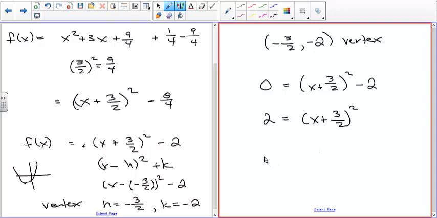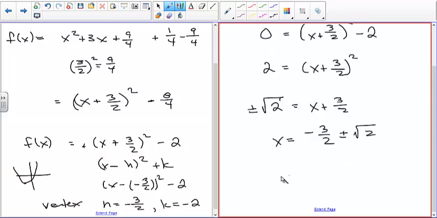Take the square root, so you're going to get this plus or minus the square root of 2 is equal to x plus 3/2. So if you solve for x, you'll get negative 3/2 plus or minus the square root of 2. So what I've done is I've moved this to the other side. It becomes negative.